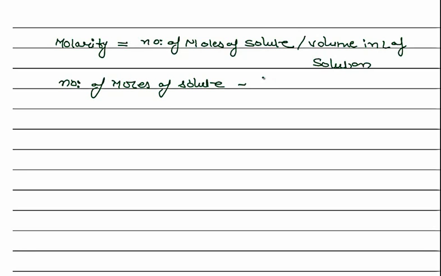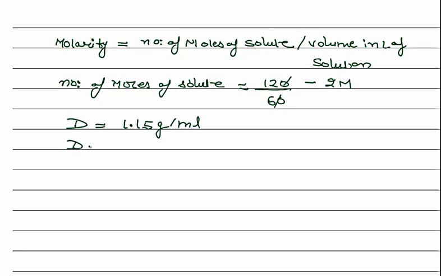What is the weight in grams of urea dissolved? It is 120 grams. What is the molecular weight of urea given? 60. So what is the number of moles? 2 moles. Now you have to find out the volume. How will you find out volume? Here you have been provided with the density of solution, and that is equal to 1.15 gram per ml.